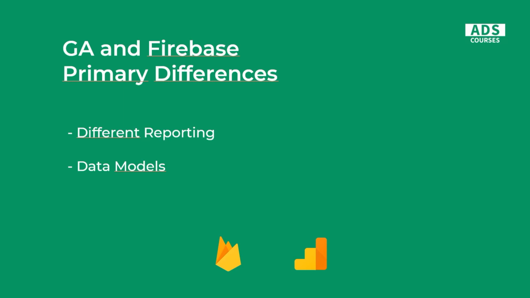In Google Analytics you have custom dimensions, and you can create up to 20 in the free version of GA and up to 200 in the paid version of Google Analytics. In Firebase, you can use either event parameters or create user properties, and you can create up to 25 per project.